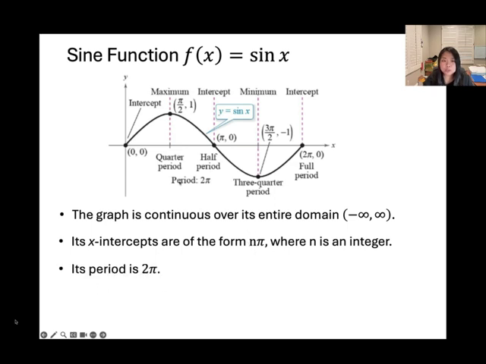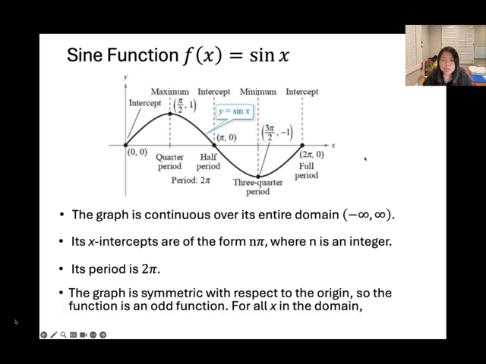So the period is 2 pi. They're starting from 0, 0, going up, going down, and then going up again, going back to the original points. Okay, so if I keep going on it, that will be the second period. So the period is going to be 2 pi, the distance from here to here. That will be 2 pi.